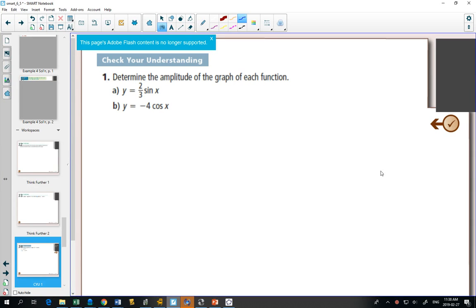Example 1 just says determine the amplitude of the graph of each function. We're going to add to this, and we're going to graph each of these examples because this is the purpose, is to get us used to what these graphs look like. So in A, we have y equals 2/3 sine of x.